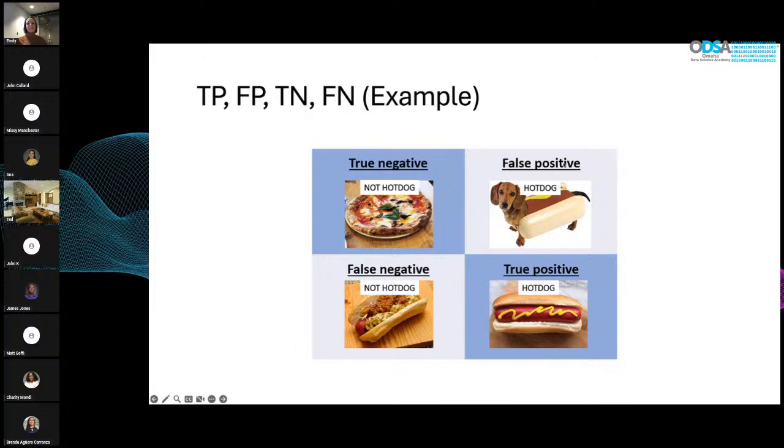A false positive is, we predicted this was a hot dog, but in fact, it's a picture of a dog wearing a hot dog costume, which is not a hot dog. And a false negative is, we predicted this is not a hot dog because it doesn't really look like a hot dog, but actually it's a chili dog, and that's a hot dog. So if we need a way to grasp these, this can conceptually help settle that in.